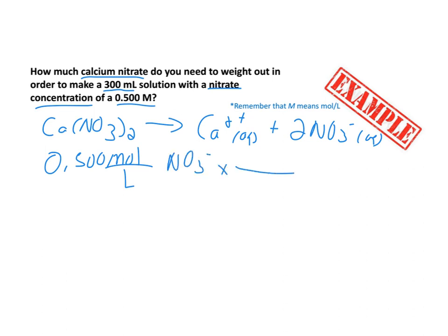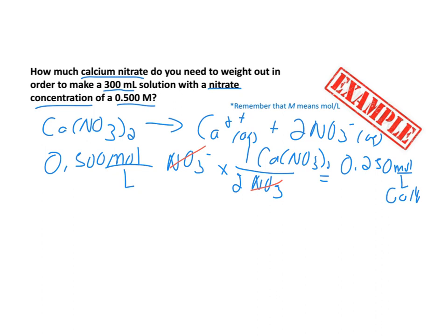And now we need to find the concentration of calcium nitrate, because that is what is available to us in the form of a solid. And the molar ratio here is 2:1. We have 2 moles of NO3 for every 1 mole of calcium nitrate. So we have to do our math here, and the math we have to do is to divide 0.5 moles per liter of NO3 by 2, so that the NO3 cancels, leaving us with 0.250 moles per liter of calcium nitrate.